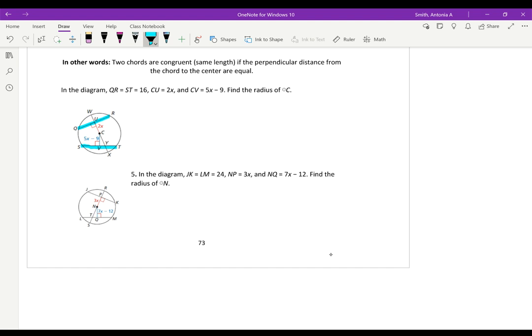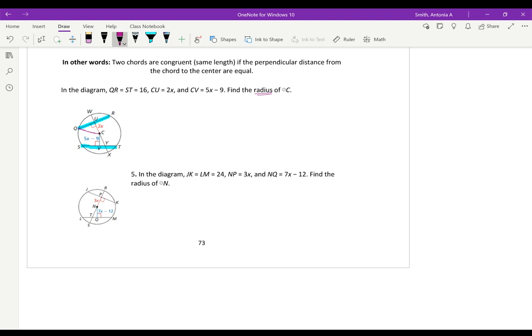It wants us to find the radius of circle C. The radius is not shown in this picture, so we're going to draw it in right here from point C to point Q. If you can't tell, we just drew ourselves a right triangle. We're going to use that in just a minute.